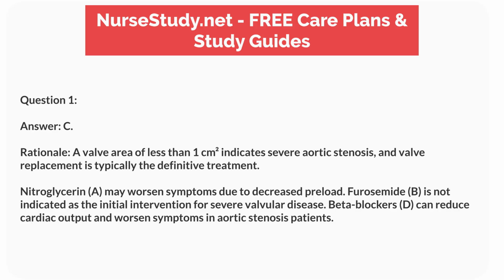Answer, C. Rationale. A valve area of less than 1 square centimeter indicates severe aortic stenosis, and valve replacement is typically the definitive treatment. Nitroglycerin, A, may worsen symptoms due to decreased preload. Furosemide, B, is not indicated as the initial intervention for severe valvular disease. Beta blockers, D, can reduce cardiac output and worsen symptoms in aortic stenosis patients.